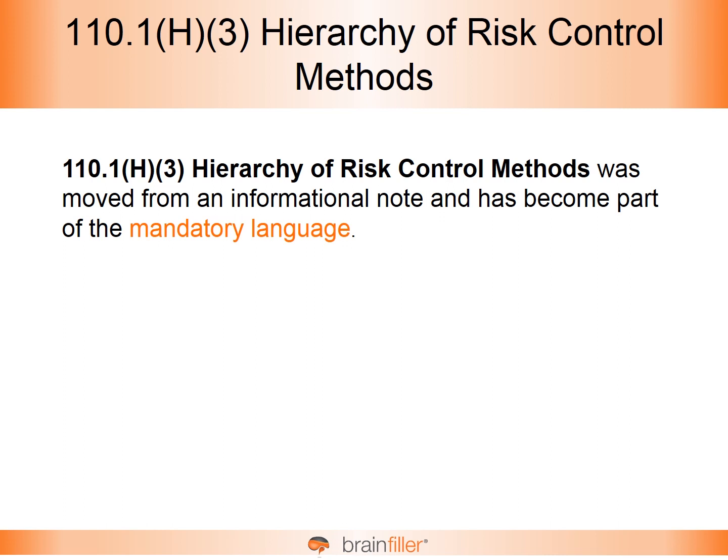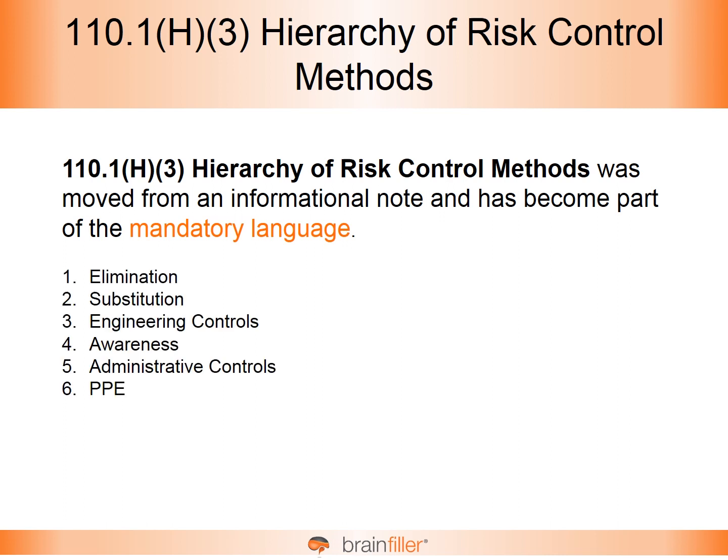And the hierarchy is number one, always, first and foremost, eliminate the hazard. Number two, substitution. Number three, engineering controls. Number four, awareness. Number five, administrative controls, and number six, PPE. And this goes from the most effective method of risk control to the least effective. And the most effective is eliminate the hazard, eliminate the risk.